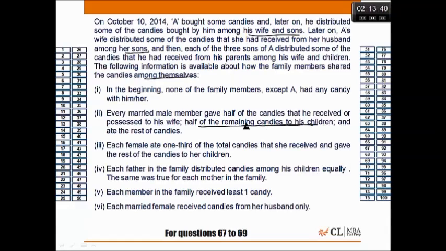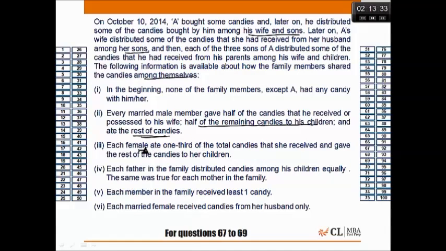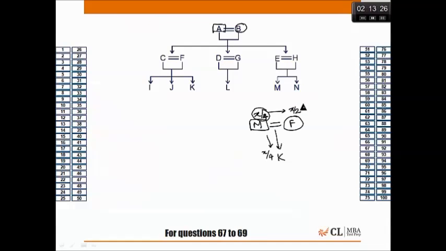And ate the rest of the candies. So what he ate was X by 4. Wife has X by 2. Each female ate 1/3 of the total candies and gave the rest of the candies to her children. 1/3, 1/3, 1/3. That means she ate X by 6 and the rest, 2/3, will mean X by 3 was given by this person. So that's the end of the story. X by 6, X by 4, X by 4 plus X by 3, that'll be 7X by 12. Okay, that's the story with the kid.